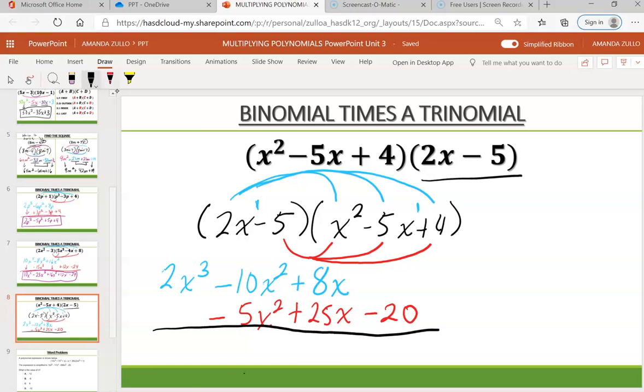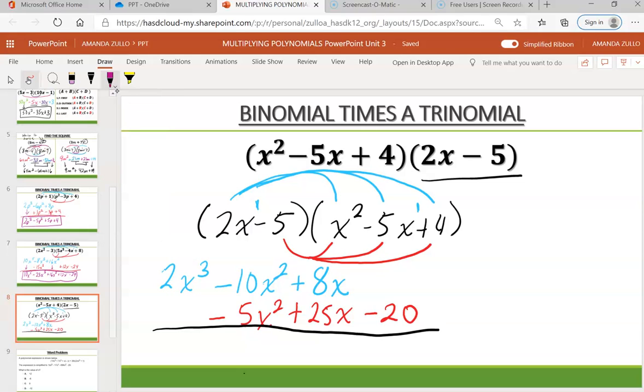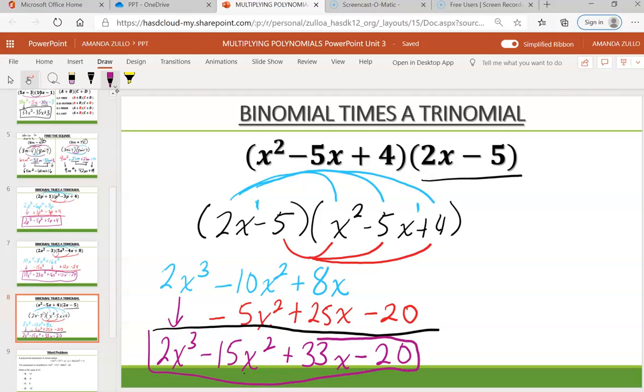Before we could say we're finished, we have to combine our like terms. No like terms for the x to the thirds, so copy it down. Negative 10 minus 5 is negative 15. Keep your x to the second. 8 plus 25 is 33. Keep your x. No like terms for the negative 20, so copy it down. And there's your answer. And that's multiplying a binomial times a trinomial.